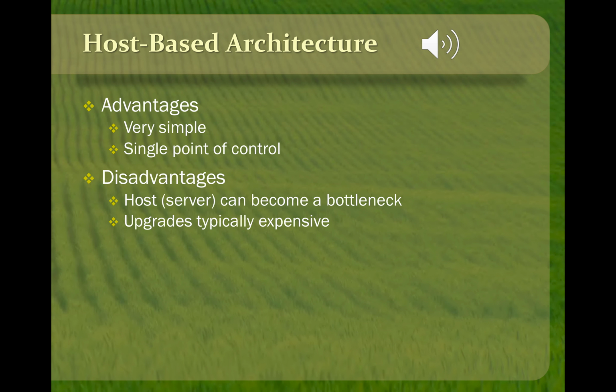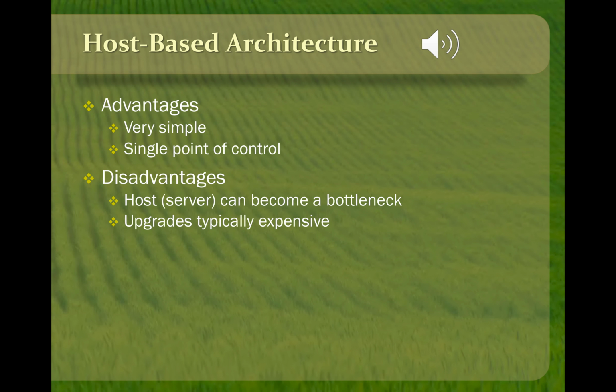Now let's discuss the advantages and the disadvantages of the host-based architecture, or the terminal mainframe architecture. It was extremely simple. Like I said, it was just a serial connection from a terminal into a mainframe. And remember when we looked at our Chapter 1 slides, RS-232 was a serial type of communication at the physical layer. So very simple. It was a single point of control, meaning all the control happened on one machine, on the mainframe itself.